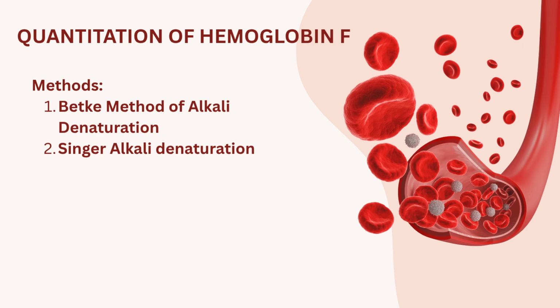The classic alkali denaturation test is accurate and precise to quantify hemoglobin F in the 0.2% to 50% range. Most human hemoglobins are denatured on exposure to a strong alkali, but hemoglobin F is not. So the hemoglobin F can be separated and its concentration compared with that of other hemoglobins. Consistent methodology is required to ensure accurate results. There are two methods for alkali denaturation: the Betke method and the Singer method.